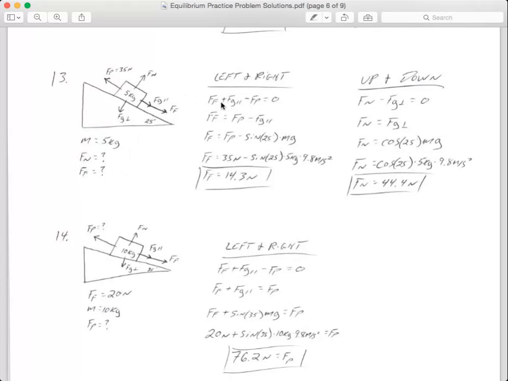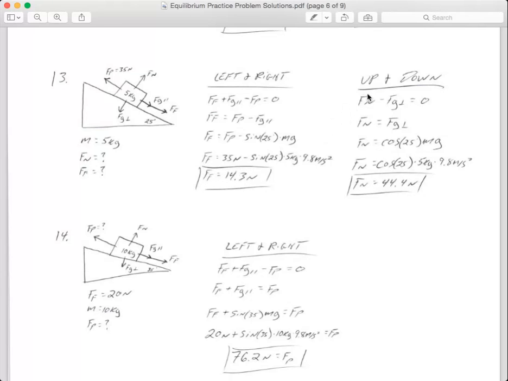So I go to my left and right stuff. Friction is to the right. Gravity parallel is to the right. And the force of push is to the left. All those forces put together, right stuff is positive, left stuff is negative, and it's going to equal 0. Solving for force of friction, I add force of push to the right and subtract force of gravity parallel to the other side, leaving me with force of friction equals force of push minus gravity parallel, which we know is the sine of 25 degrees mg. Plugging in 35 newtons for the force of push, 5 kilograms for the mass, and 9.8 meters per second squared for g, I get friction must be 14.3 newtons.